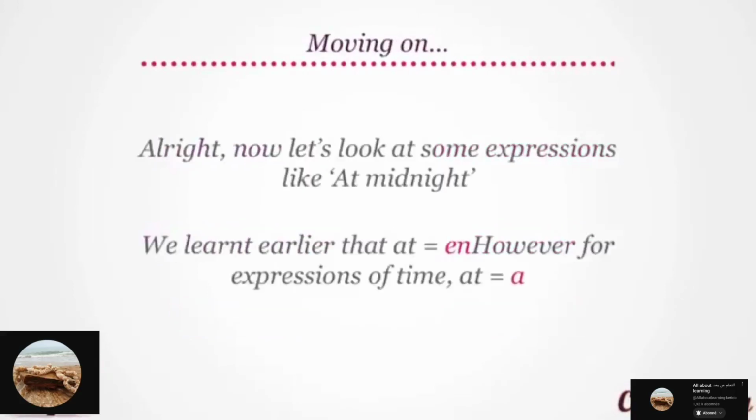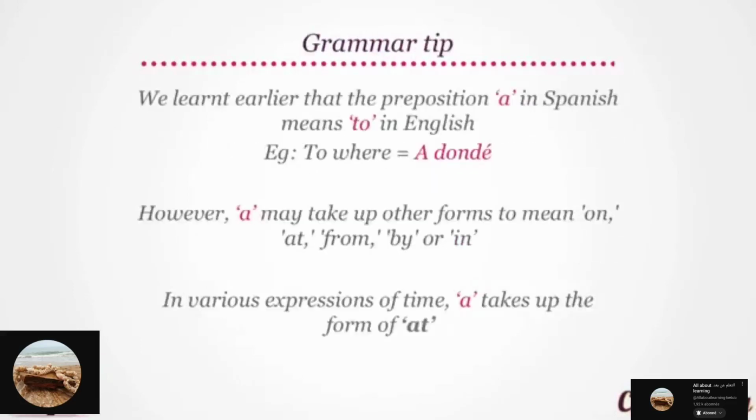All right, now let's look at some more expressions like at midnight. We learned earlier that at is translated to en. However, for expressions of time, we translate at as a. Can you try that? A. Good. We also learned earlier that the preposition a in Spanish means to in English.